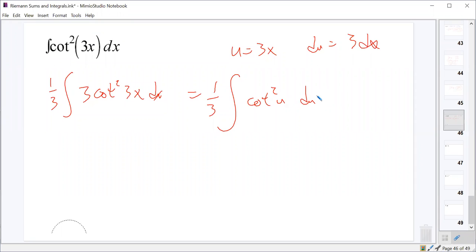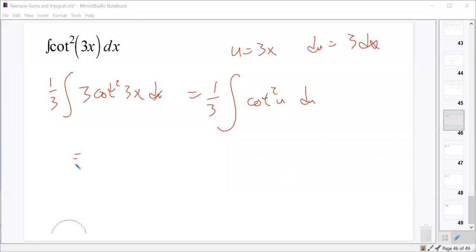I don't think there's going to be another u substitution here because this is cotangent squared. If you try to do that as cosine squared over sine squared, there's no good u sub for that. In fact, there's not really any good u sub for cotangent squared. We're going to have to do something else with cotangent squared in order to integrate this. Anybody have an idea on that?